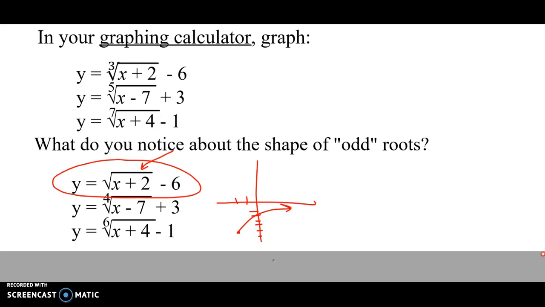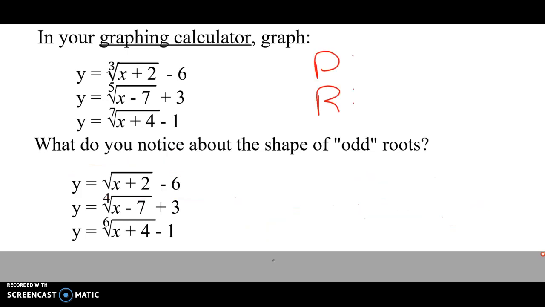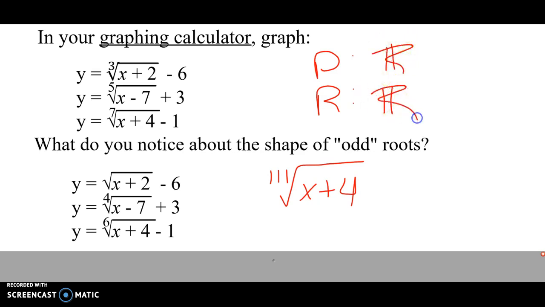So the domain, what's the furthest left that this graph ever went? -2 to infinity. And the range, what's the lowest that this graph will ever hit? It's that k value. So -6 and up forever. Domain and range of the 111th root of x plus 4? Yeah, it's all real numbers, right? How did we know that so fast? Because it's an odd. If this is ever odd, it's always going to be all real numbers.